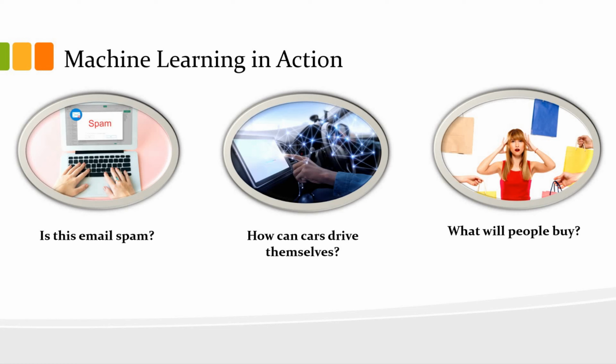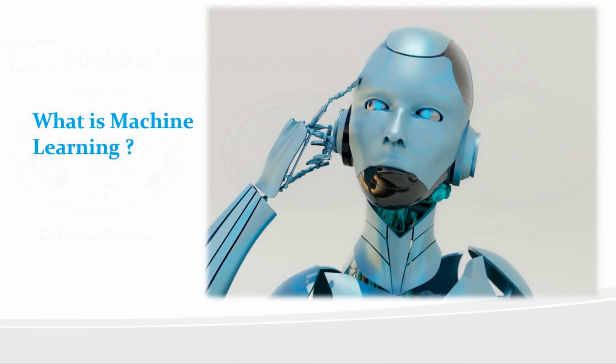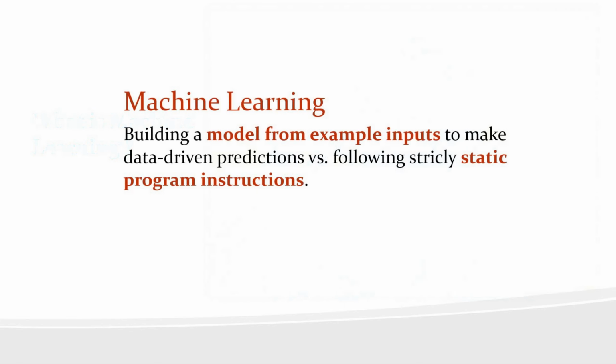But before we proceed, what do you think of when you hear the term machine learning? Perhaps something like this? While the thinking robots we see in movies likely use machine learning, defining the complex logic that lets the robots think is unfortunately beyond the scope of this course. So let's define machine learning in general and the specific type of machine learning this course focuses on. For this course, we'll define machine learning to be building a model from example inputs to make data-driven predictions versus strictly following static program instructions.